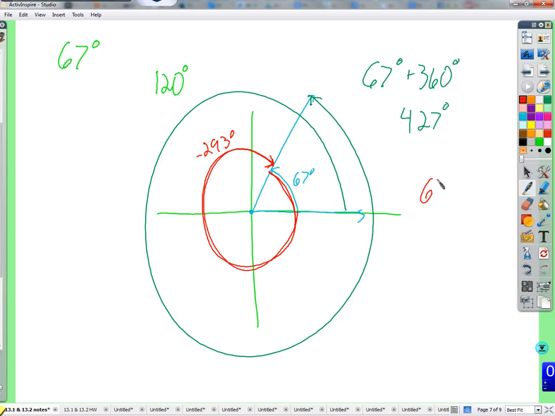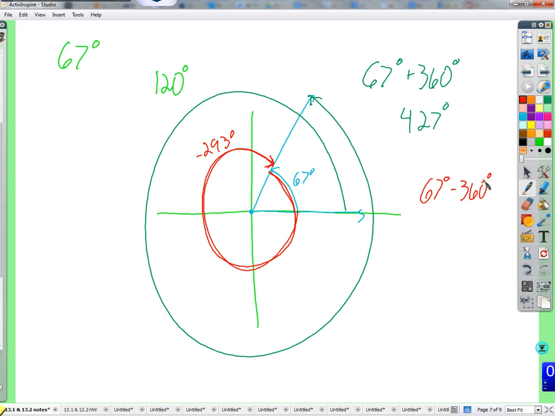So if we start at 67, instead of adding 360, we go backwards 360. That should also land us pointing in the same direction as someone who's at 67 degrees. That's still negative 293. You're right. Who said take 67 away from 360?